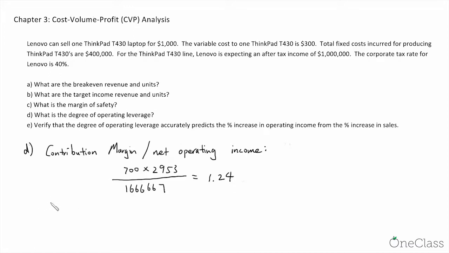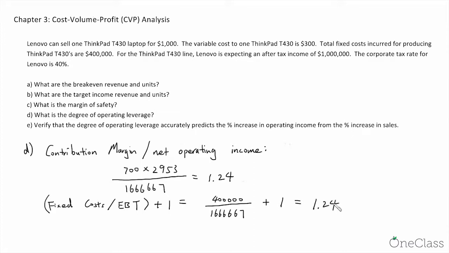The second method is fixed cost divided by earnings before tax. This number is going to be the same as the net operating income number. It's just another way of calling it all together plus 1. So this equals to $400,000 divided by 1,666,667 altogether plus 1. This number also equals to 1.24.